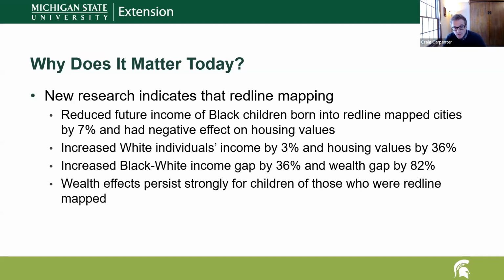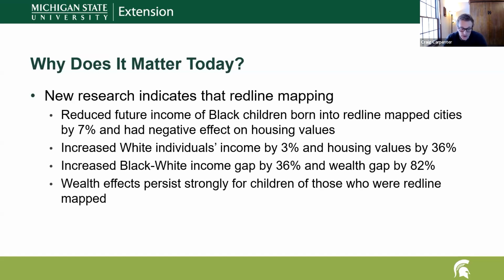And white people, on the other hand, actually benefited from these redlining activities. So we do find that the black-white income gap increased by about 36%, and the wealth gap by an even larger amount, by about 80%. And we're also able to look at the children of children born into those redline map cities and can see that these wealth effects persist really strongly into those children.